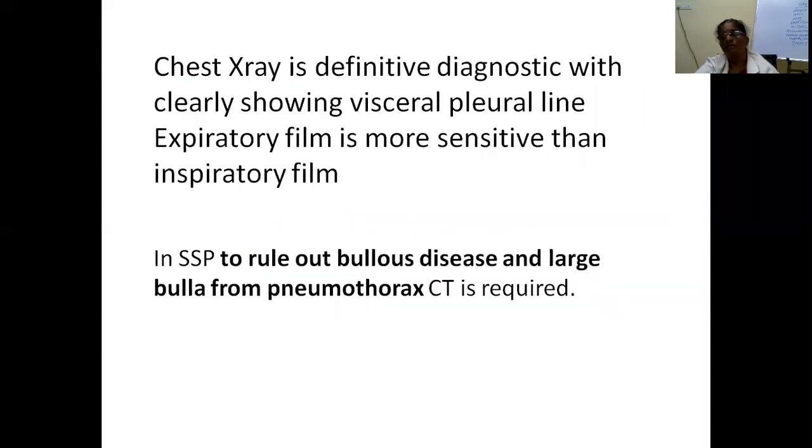The chest X-ray is definitive for diagnosis of pneumothorax. The visceral pleural line will be clearly shown. An expiratory film is more sensitive than the inspiratory film because the visceral pleural line will be clearly seen. In some cases of SSP, bullous disease and large bullae may mimic pneumothorax. So in those cases, we have to go for a CT to differentiate pneumothorax from bullous disease.